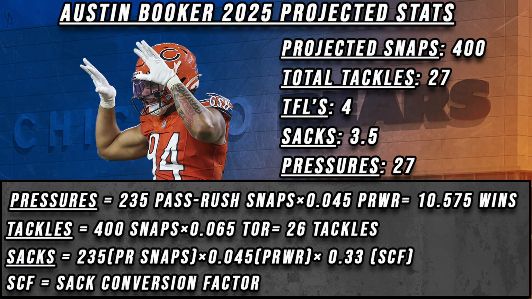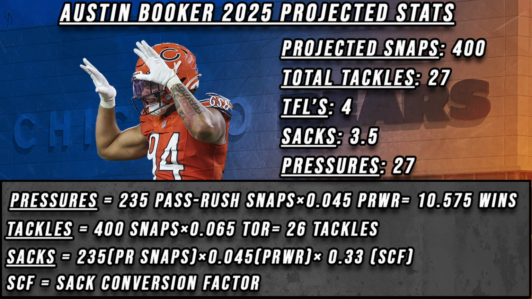We analyzed year 1 and year 2 progression of similar raw edge rushers drafted outside of the first round, factoring in his elevated 30% double team rate and a cautious pass rush participation of 4.5% over his 400 snaps. This yields 27 pressures from approximately 235 pass rush snaps.